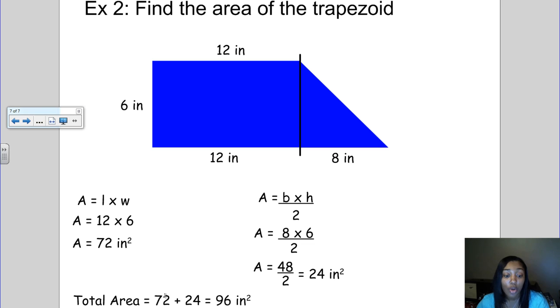And to get the total area, I'm going to do 72 plus 24, which gives me a total area of 96 inches squared. So when you're finding the area of a trapezoid, remember, you're going to break it into parts. It can either be 1 rectangle and 1 triangle, or 1 rectangle and 2 triangles. Once you break it into parts, find the area of each piece and then add all of those pieces together.